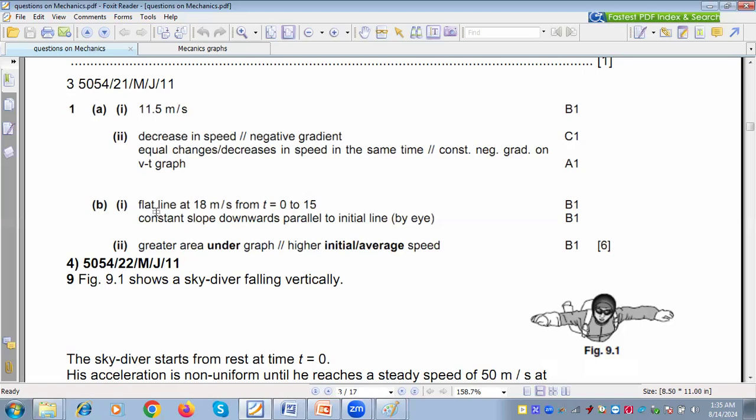Now part B is also done. That is, the graph was plotted. So flat line at 18 meter per second, 1 mark, and constant slope, second mark. So this is also of 2 marks. Greater area under the graph, that is only of 1 mark.